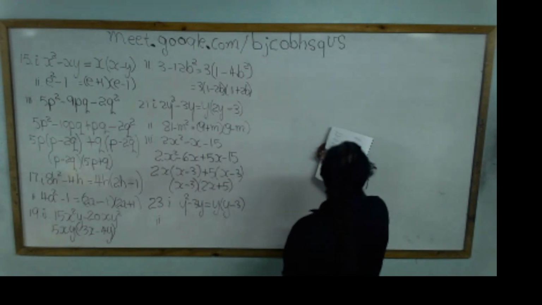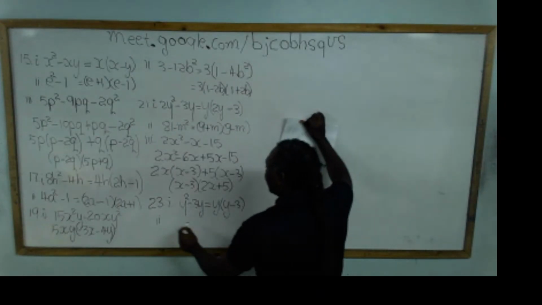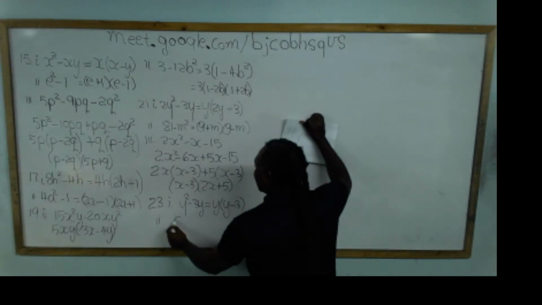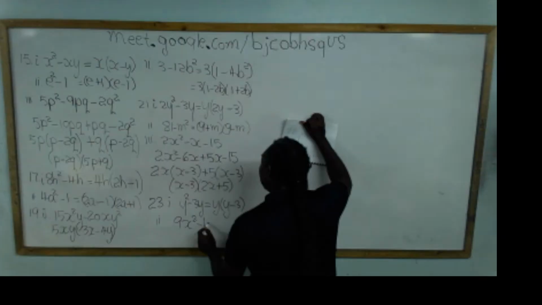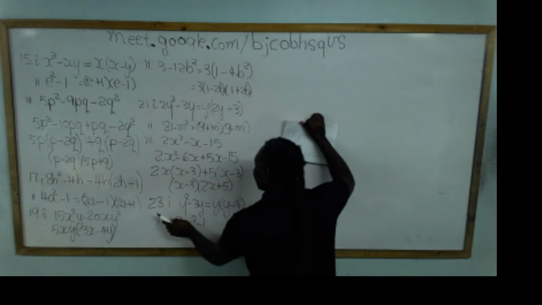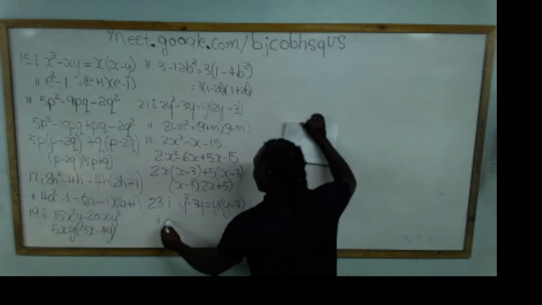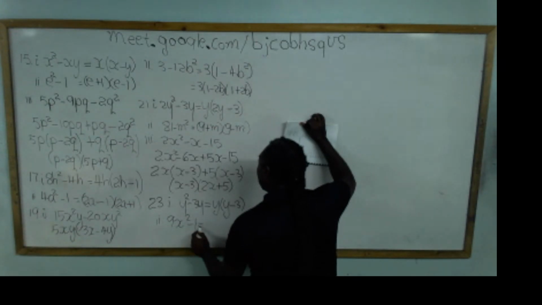And what does Roman 2 say? 9x squared minus 1. 9x squared minus 1. I think I'm going to put it a little bit out somewhere. 9x squared minus 1.